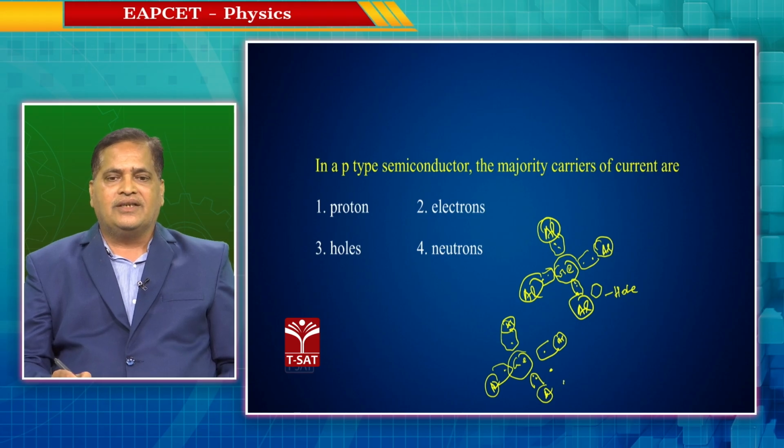Therefore this type of semiconductor is called an n-type extrinsic semiconductor. Okay. Therefore, in the n-type extrinsic semiconductor, electrons are the majority charge carriers, holes are the minority charge carriers.